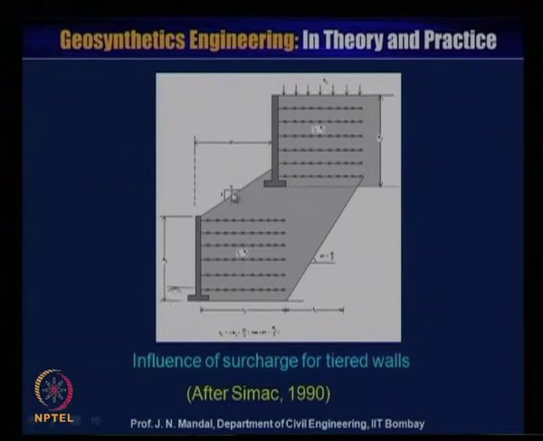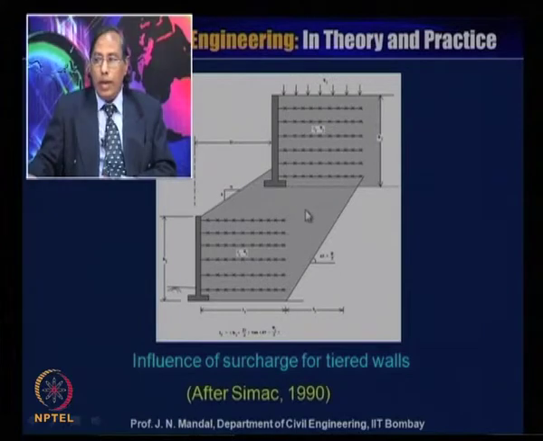Also, the influence of surcharge for tiered wall. You can construct a tiered wall, with the number of tiers after Cimic 1900. This is the wall, this is the number of the reinforcement, and this is 45 degrees plus phi by 2. Then you make a slope here, and then you can construct another wall where there is a surcharge load also. That should be at a certain distance, this distance. So, you will require a proper design for the surcharge for the tiered wall.